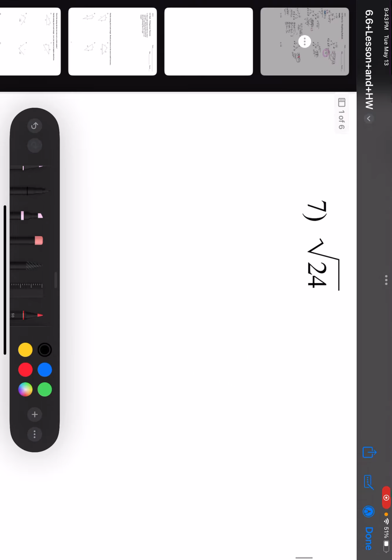Next one. So I immediately know that to get 24, we can do 6 and 4. Let's go. So 6 and 4.